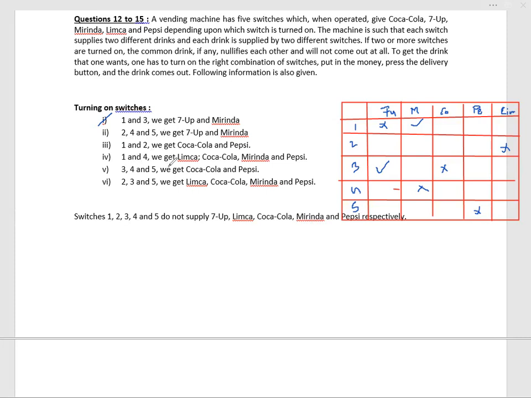So with 1 and 4 we get Limca, Coke, Mirinda, Pepsi. 1 is giving us Mirinda. 4 not giving us Mirinda, fine. Who else is giving us Mirinda? 1 and 4 we get Limca, Coke, Mirinda, Pepsi. With 1 and 4 what are we not getting? 7 Up. So 4 is not giving us 7 Up.